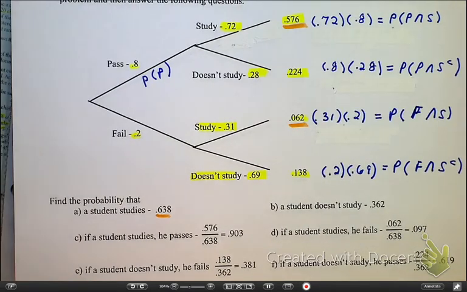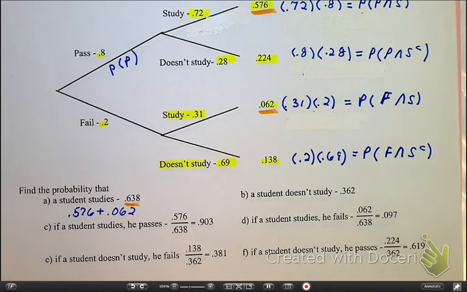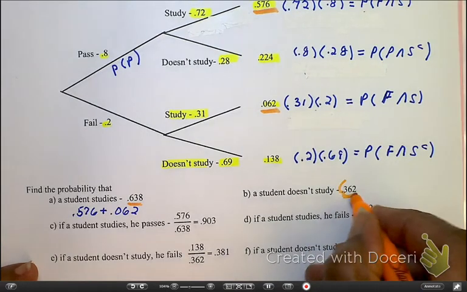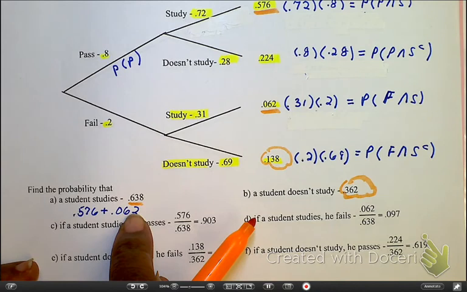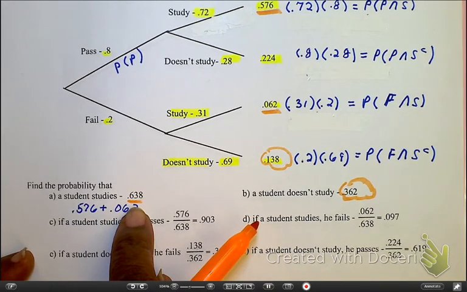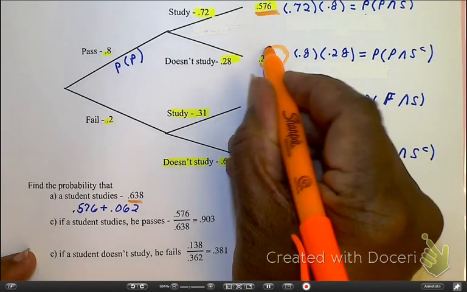Next, the probability of didn't study. Well, here, and you could either go 1 minus that 0.630, or you can just add that up.